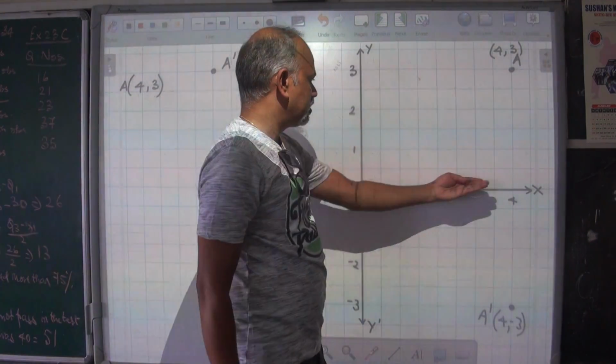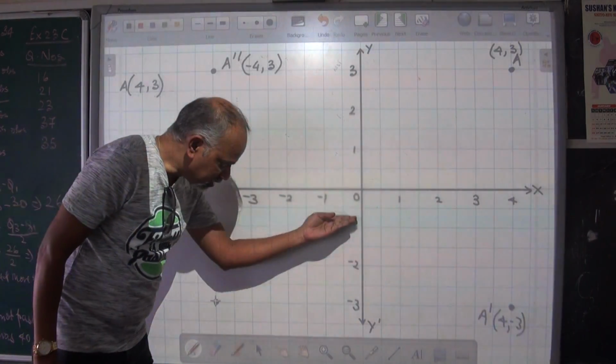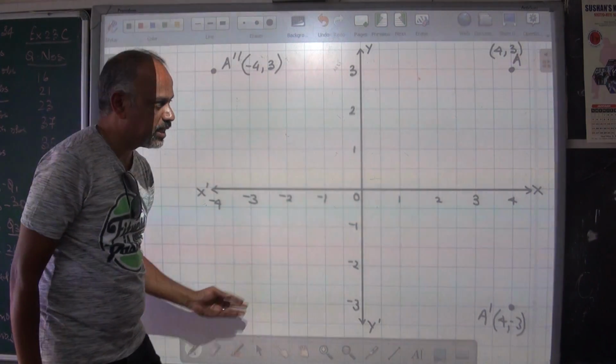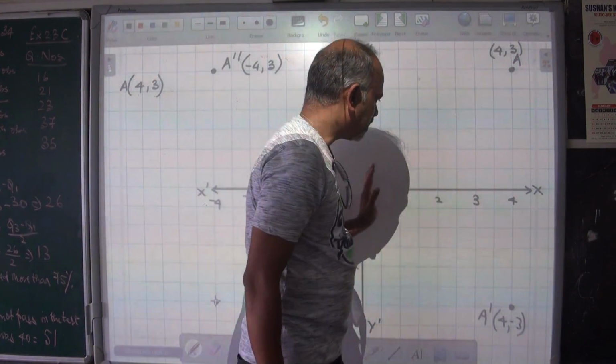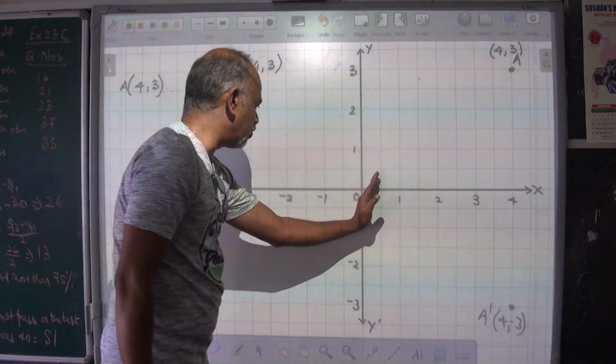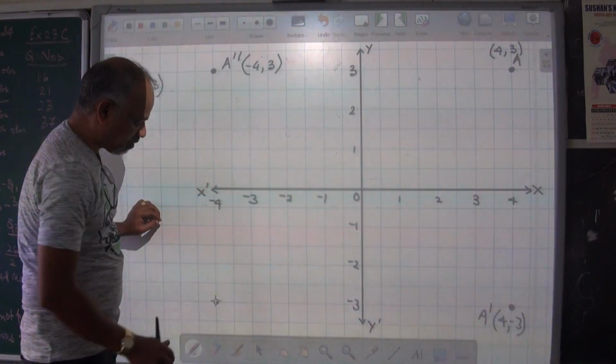Here the height was 3 units, which means the depth here should be 3 units. The distance from the y-axis to this point is 4 units, which means it should be 4 units on the other side. Okay, so that's the point. Now let's name this point.